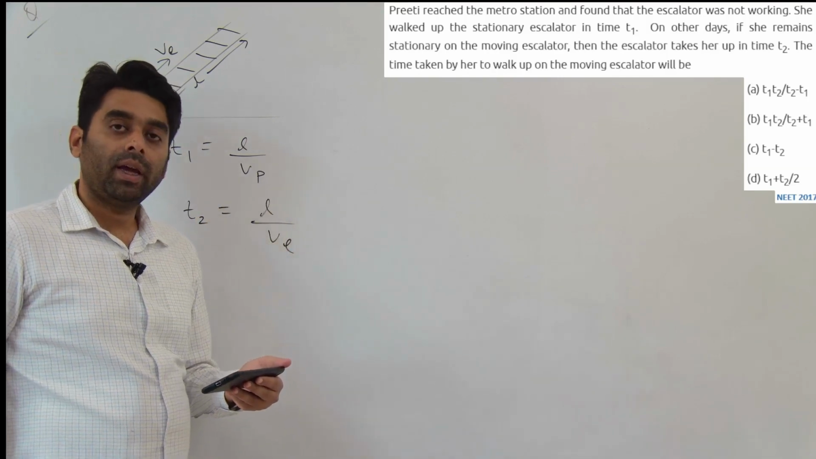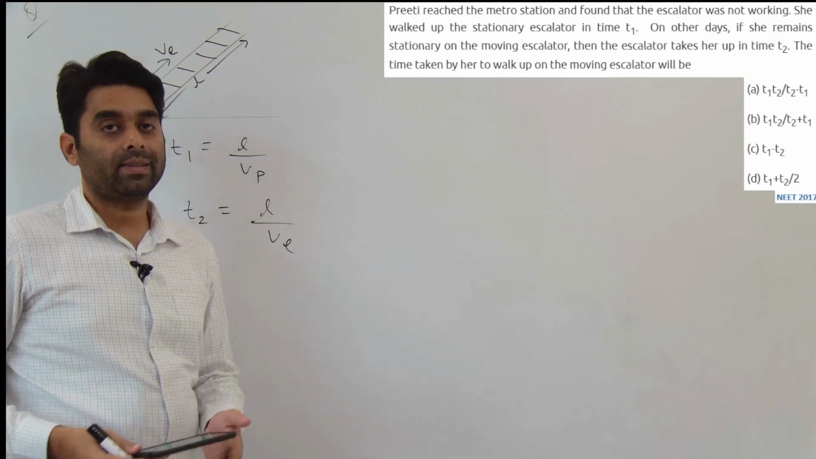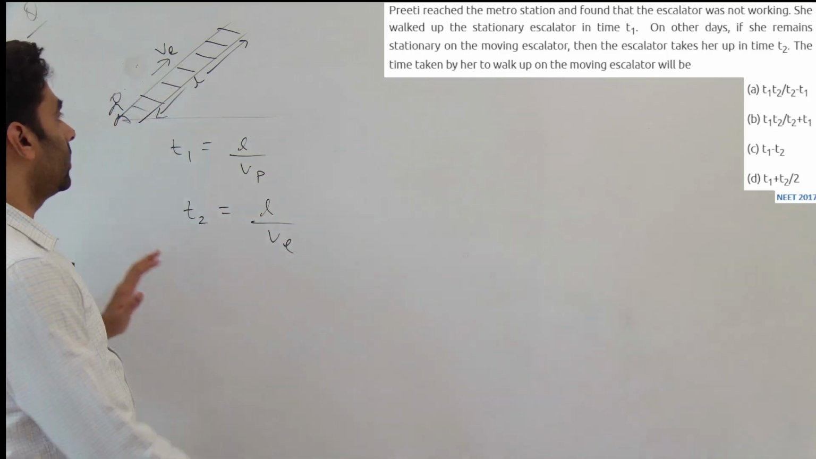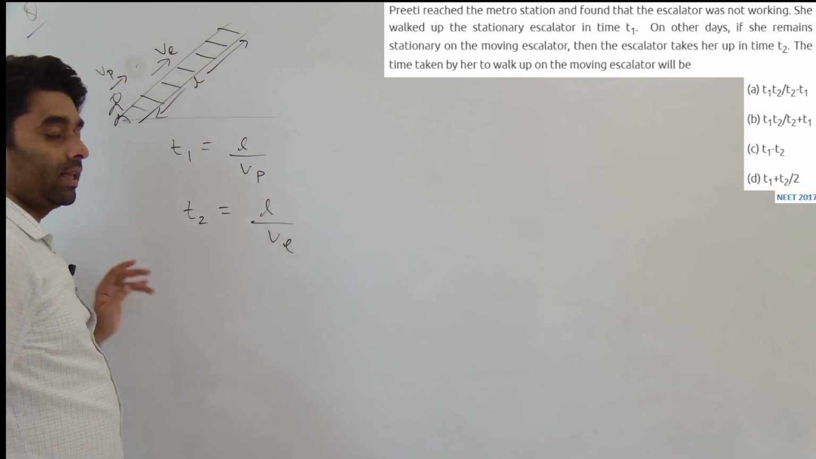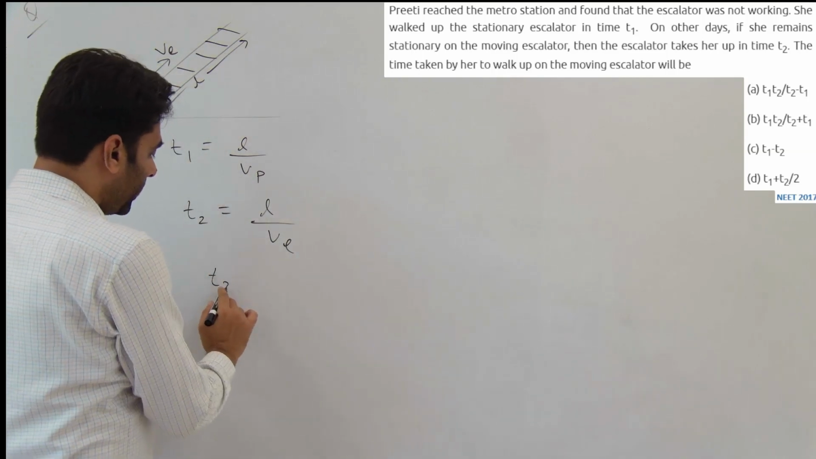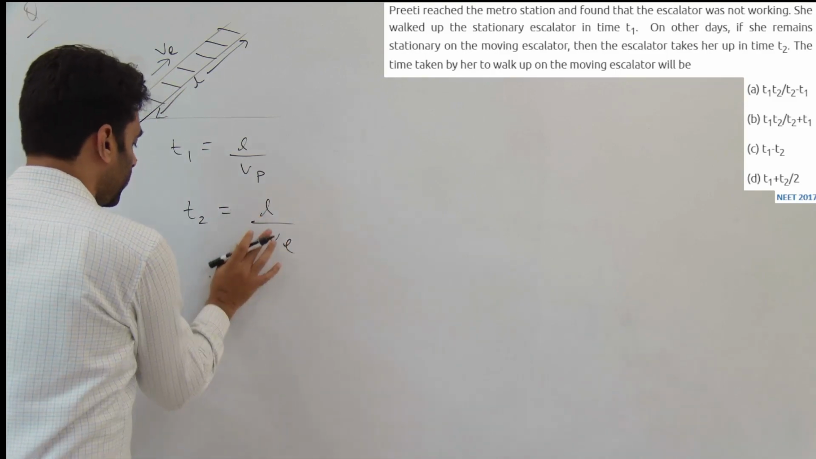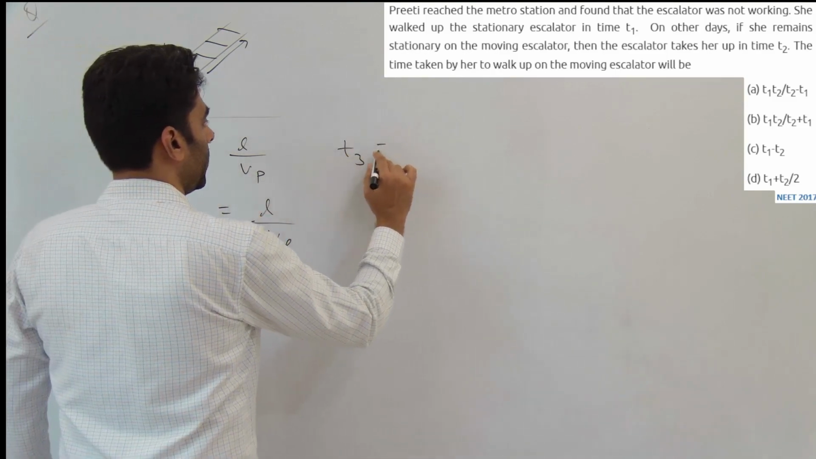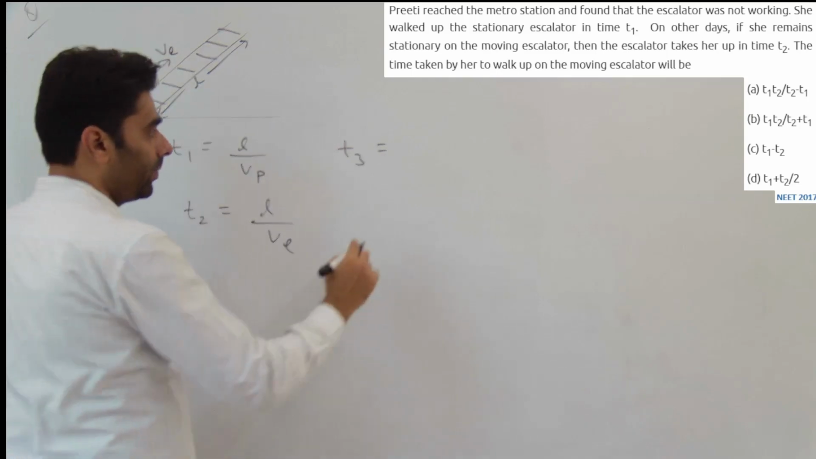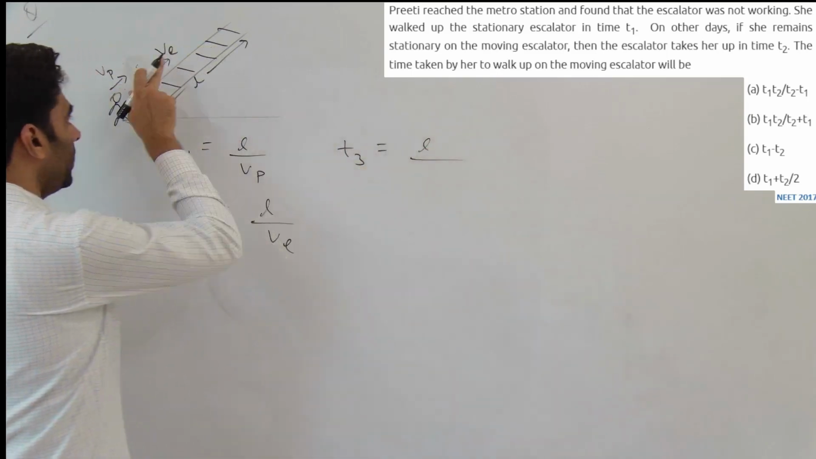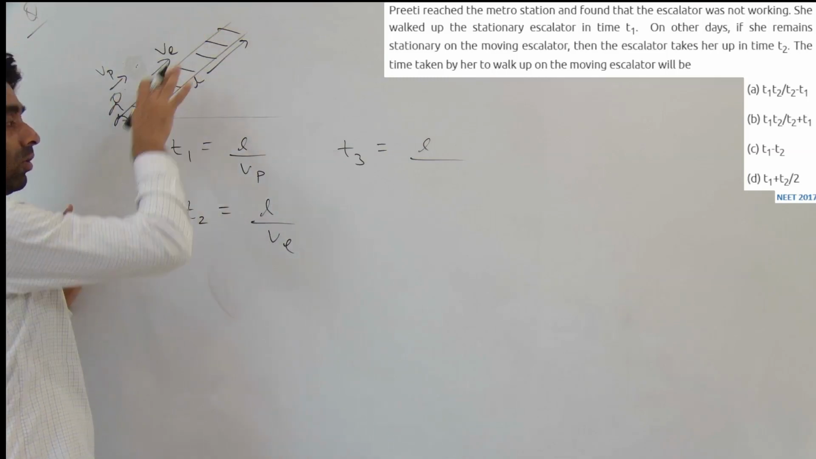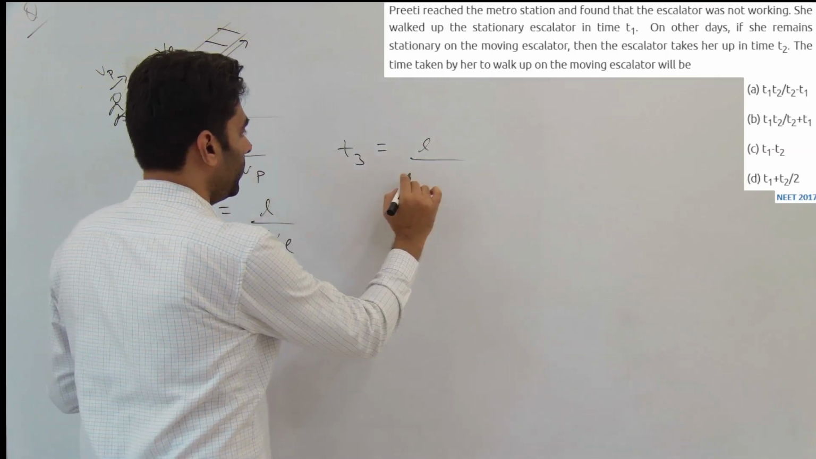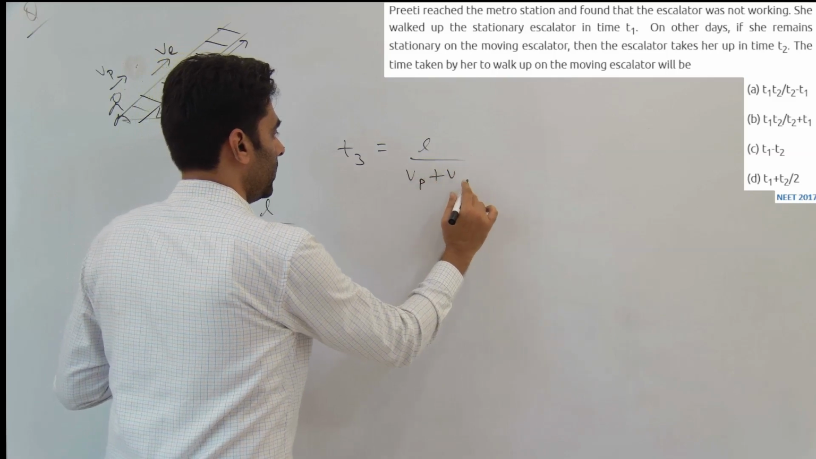The time taken by her to move up on the moving escalator will be, that means if escalator also moves up and she is also moving with the speed of Vp, then what can we write? Let us call it T3. T3 can be written as, still the distance is L only, so L by the speed, that means the velocity of Preeti when this is also moving. So net speed that we'll get is Vp plus Ve.